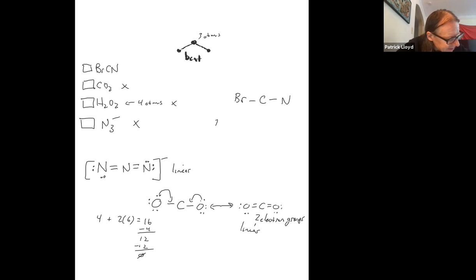Bromine has 7. Carbon has 4. Nitrogen has 5. 7 plus 9 is 16. We've used 4. That gives us 12. So we put 6 on each of the surrounding atoms. Okay, same situation, just like CO2 and N3 minus. If you start getting that carbon atom up to a double bond on each side, just to get it up to 8, right? We want that carbon to have 8 electrons.